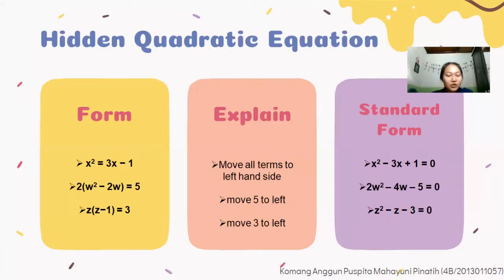And the second is 2w squared minus 2w equals 5. To explain, we can move 5 to the left, and we get the standard form 2w squared minus 2w minus 5 equals 0. And the third is z squared minus z equals 3. We can move 3 to the left, and we get the standard form of a quadratic equation, z squared minus z minus 3 equals 0.